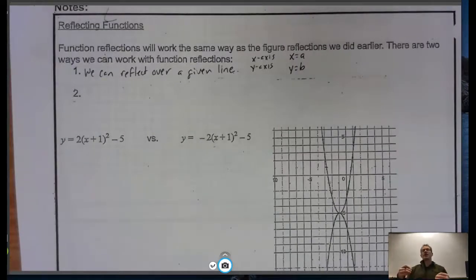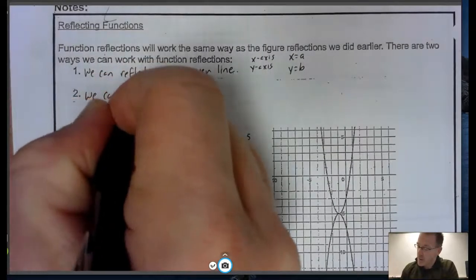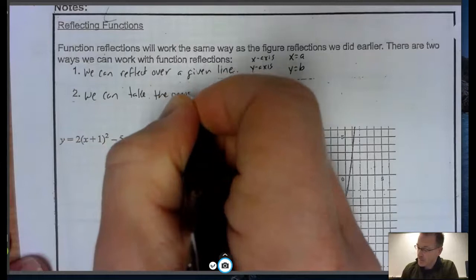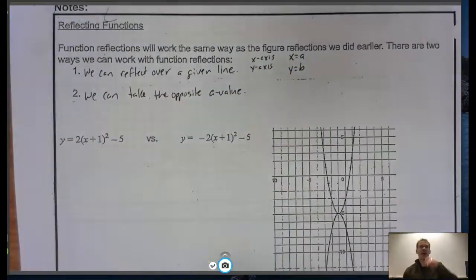Now what's different is what we can also do with functions: we can take the opposite a value. So by taking the opposite a value, that is going to create a reflection above or below your turning point if we're talking about a quadratic or an absolute value, which are the two things that we're going to look at in this particular lesson.